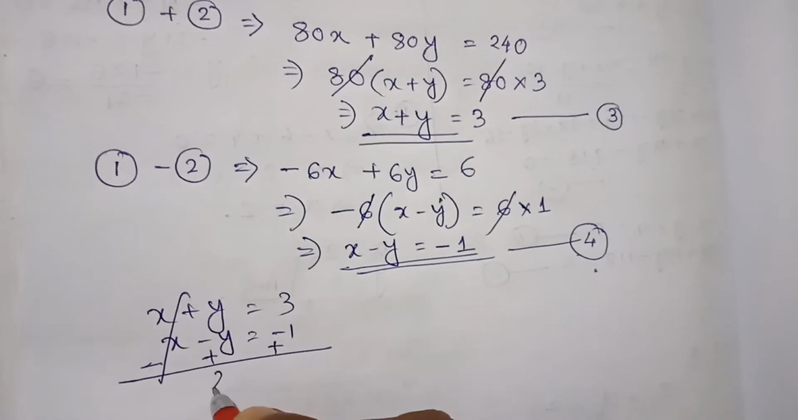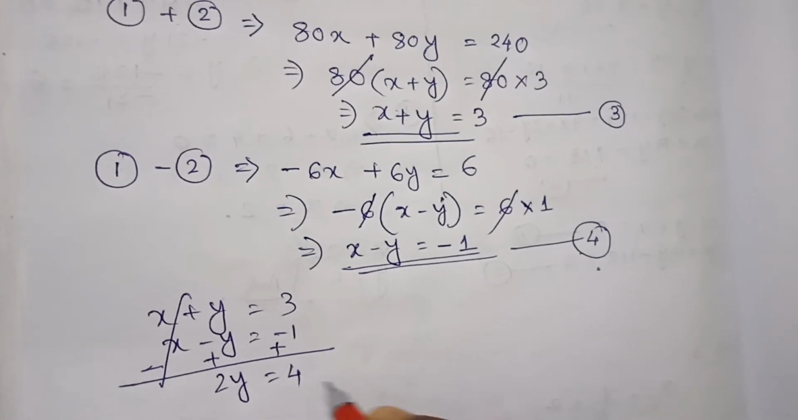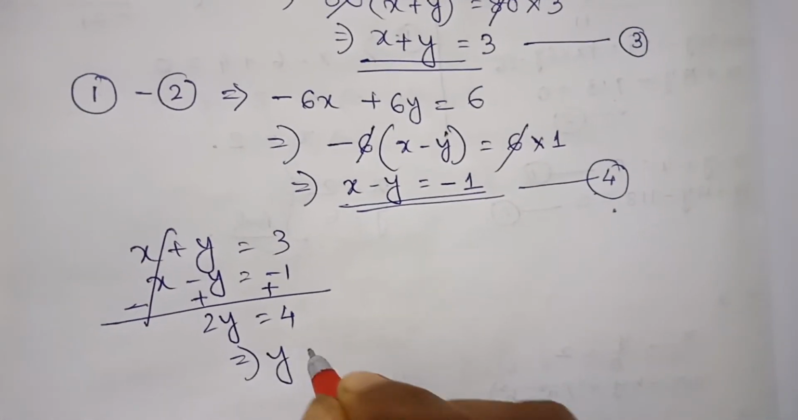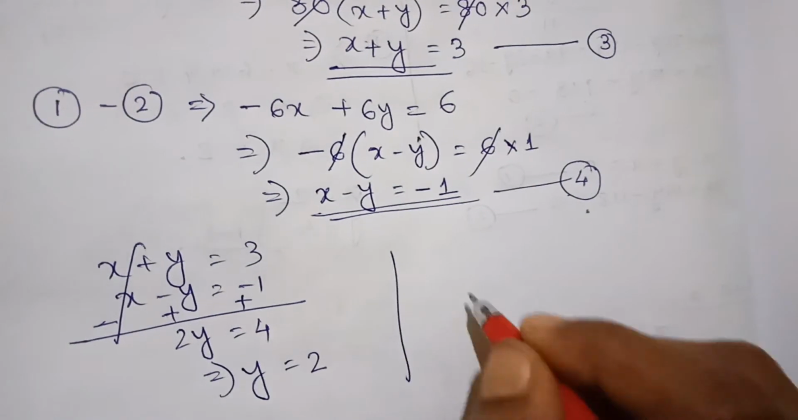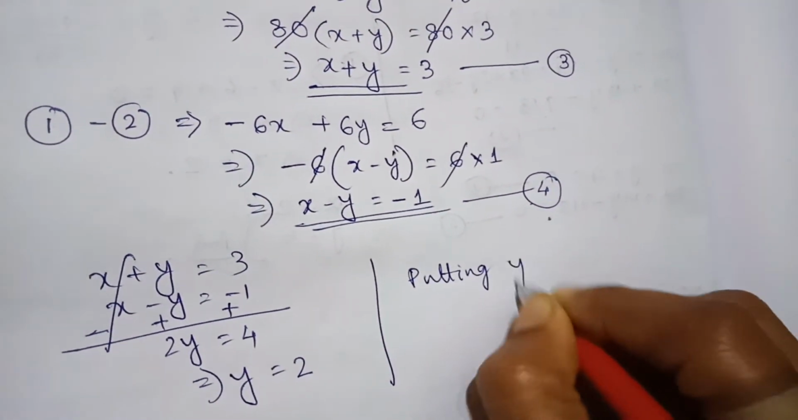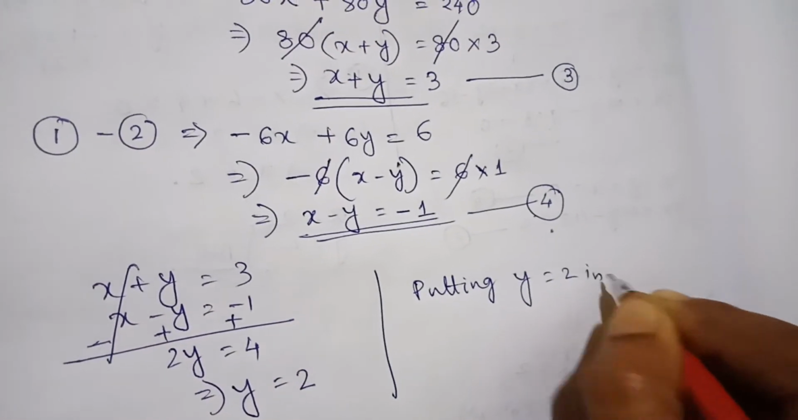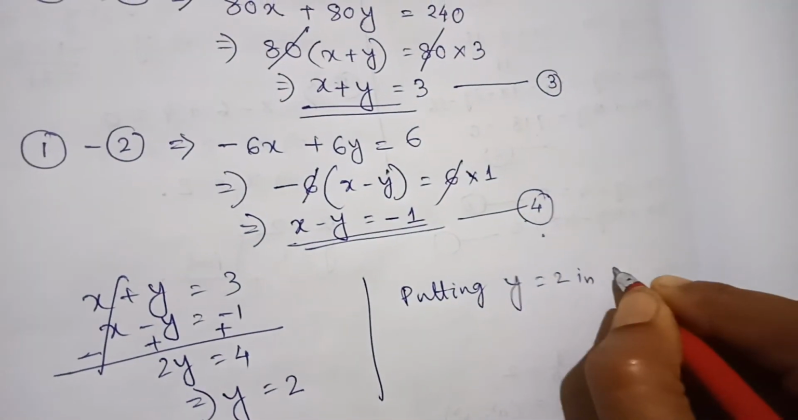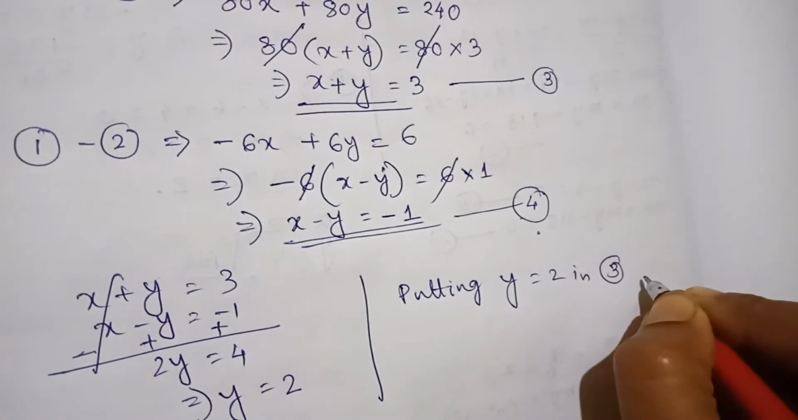X will be cancelled out. This will be 2y, this will be 4. From this we can say y will be 2. Now putting y equals to 2 in any one of the equation, either 3 or 4. I'm putting it in 3.